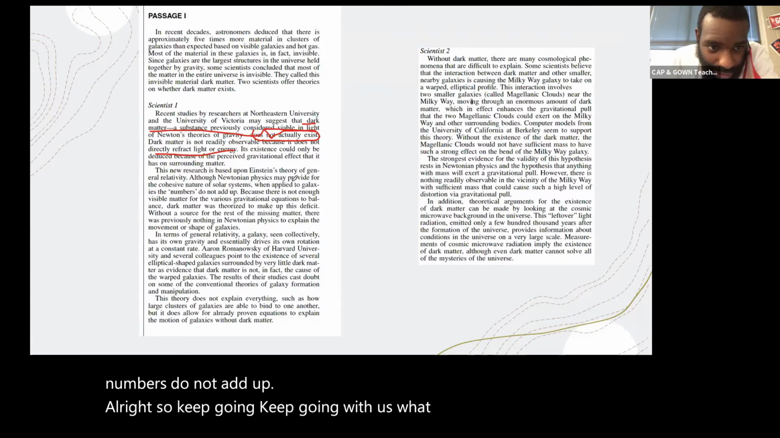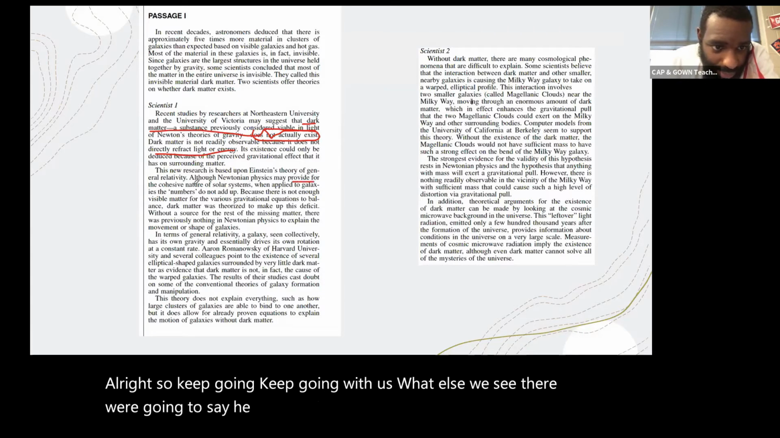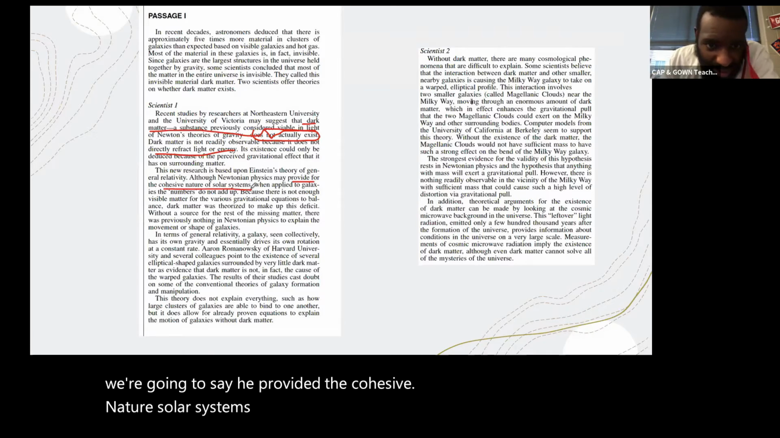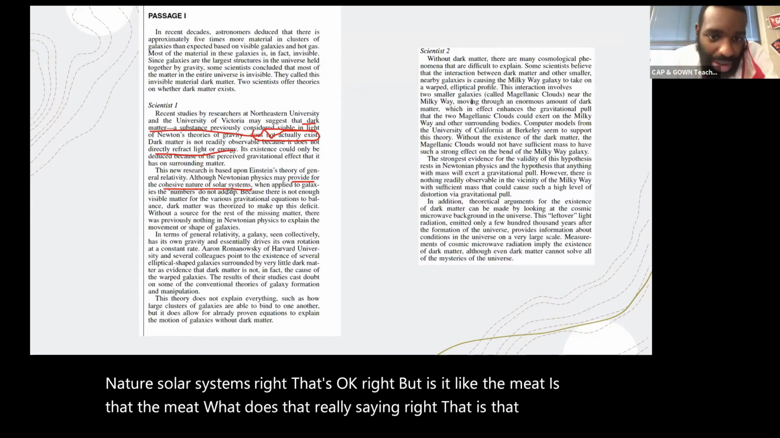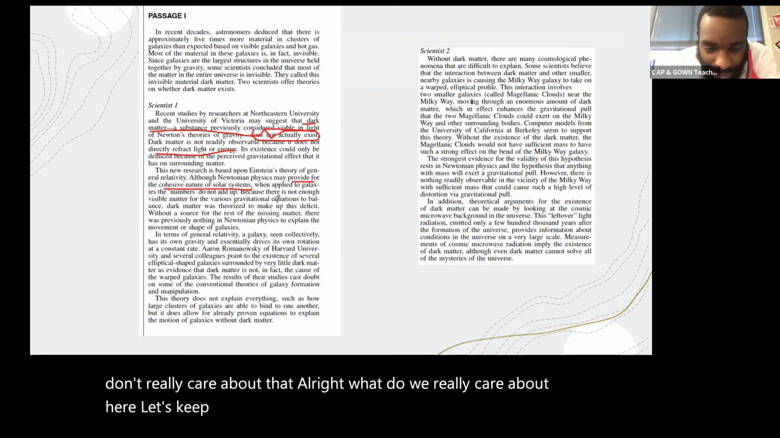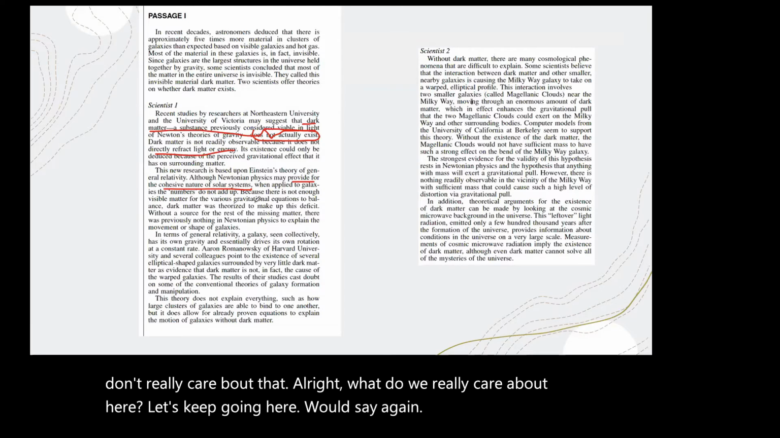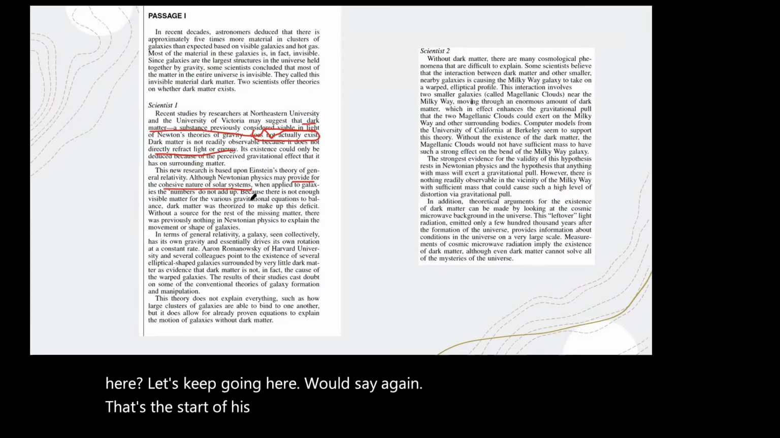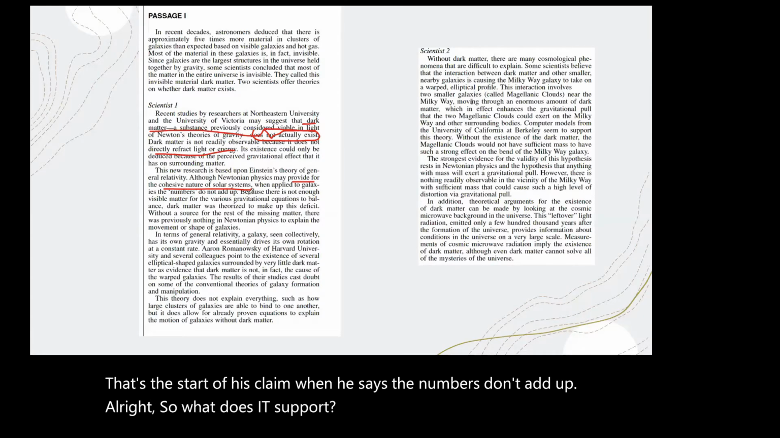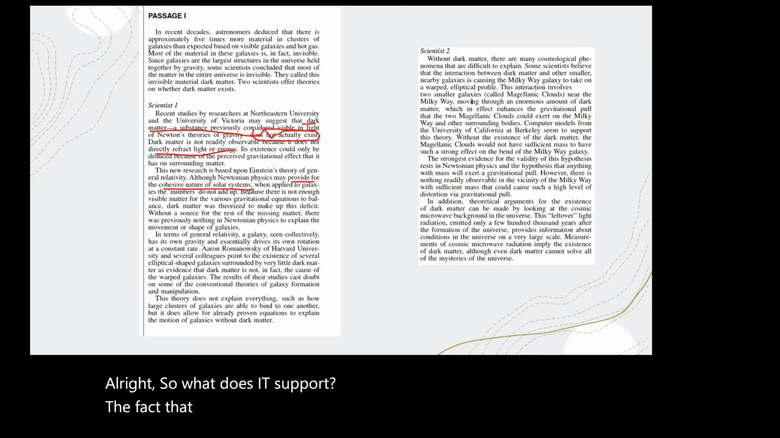We're going to say he provided the cohesive nature of solar systems, right? That's okay, right? But is that like the meat? What is that really saying? All right, we don't really care about that part, right? What do we really care about here? Let's keep going here. That's the start of his claim when he says the numbers don't add up. All right, so what does that support? The fact that Newtonian physics don't support dark matter.